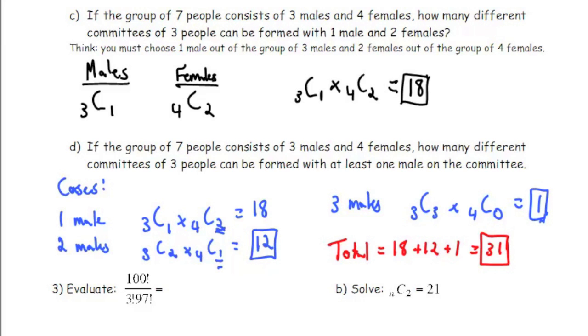So again, when it asks for questions saying at least or at most, that means you have to count every type of situation along the way. In our cases, it was the number of males from 1 to 2 to 3, giving us our total of 31. So never be afraid to break down questions. Remember, the fundamental counting principle is on your side. So that's pretty much the standard types of questions that way.